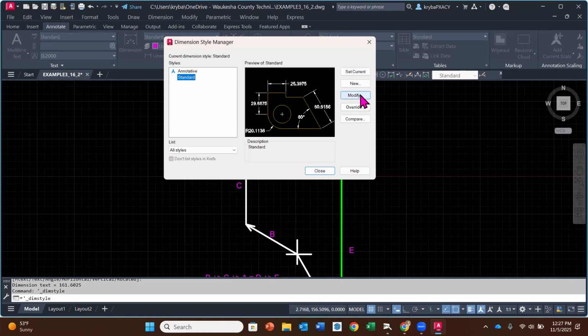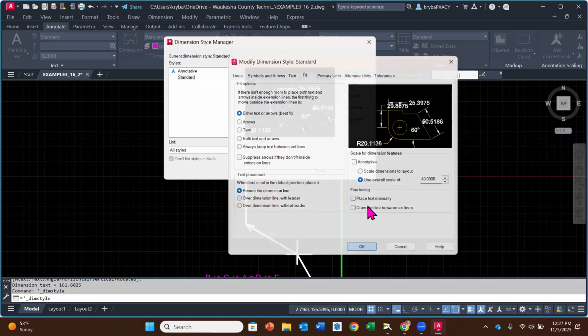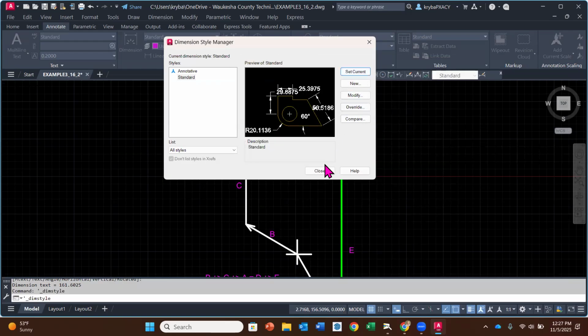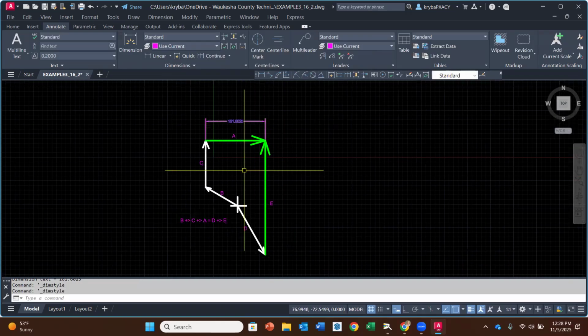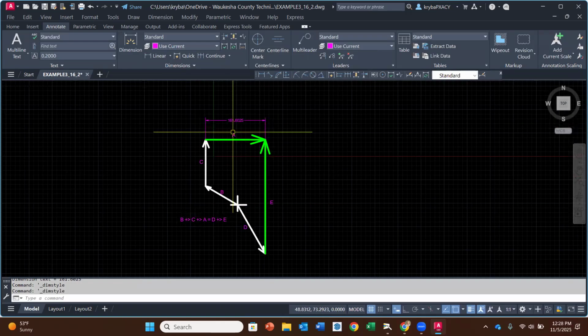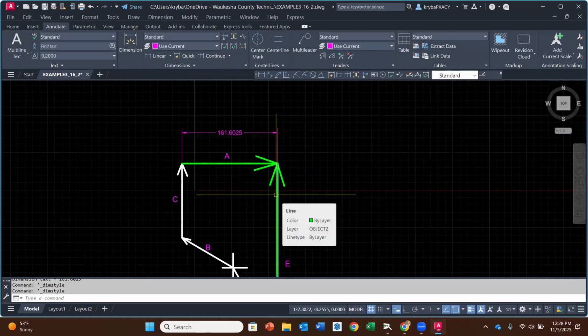Okay, that's important. There has been a couple that I've had to let you know that I need it bigger because I can't read it. So I'm going to modify. I'm going to go to 40. Yeah, much better. I'm going to be fine with that. So you should get 161.6.